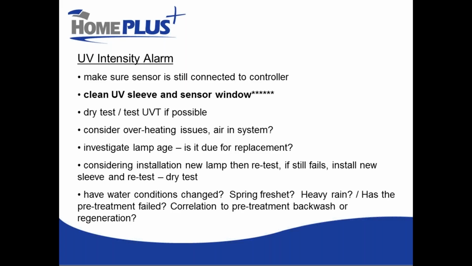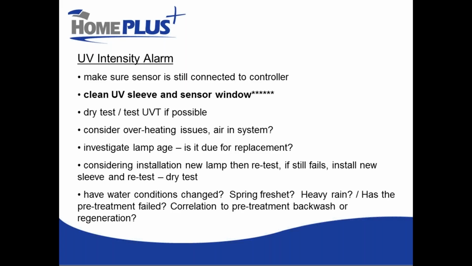If it fails the dry test and is still in alarm, the first thing that we would suspect, assuming that we've done a good job of cleaning the sleeve and sensor window, is the lamp. And we should have a spare lamp on the shelf, right? So we would replace the lamp next. And if that still fails, we would consider doing a dry test again with the new lamp. And then if that fails, we would start considering a possibility that we have a bad UV intensity sensor or controller. And I can tell you that those instances are really uncommon.